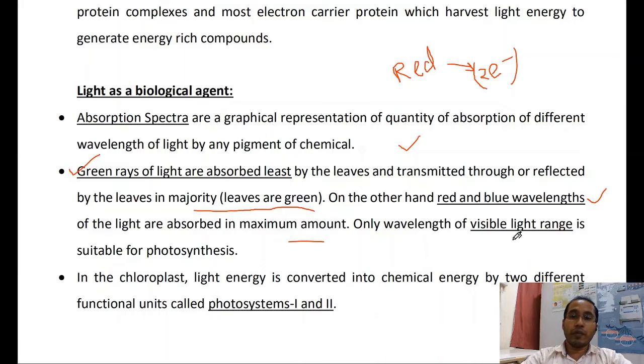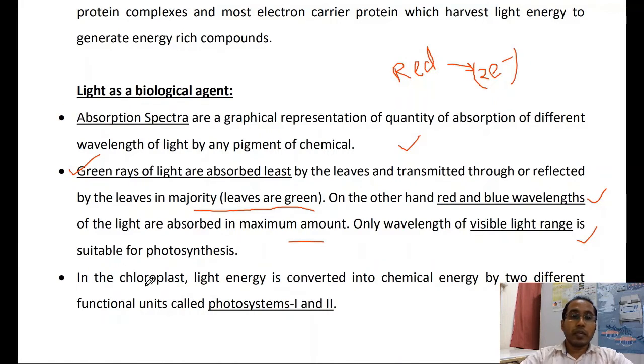Only wavelengths in the visible light range are suitable for photosynthesis. Another question can come: whether photosynthesis can take place under tube lights or white light conditions. Yes, students, under night conditions a sufficient amount of wavelengths of light will come from artificial lights. The plant can photosynthesize if required.